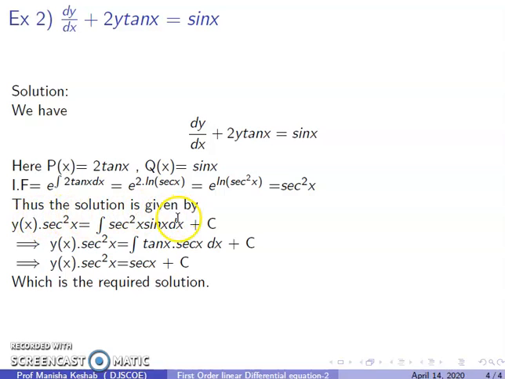And thus the solution will be given by y(x) into the integrating factor, that is sec² x, equal to the integral of sec² x into sin x dx. This is nothing but your integrating factor into q(x), plus the constant of integration c. Which implies y(x) sec² x is equal to the integral of tan x sec x dx. Now if you simplify this, sec² x into sin x, you can write as tan x sec x, plus c. So this implies y(x) sec² x is equal to, now the integration of tan x sec x is nothing but sec x plus c. So which is the required solution.